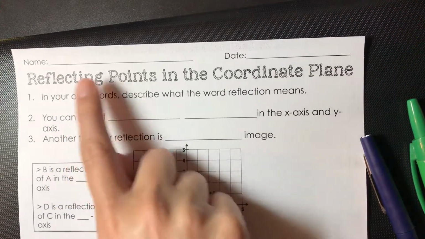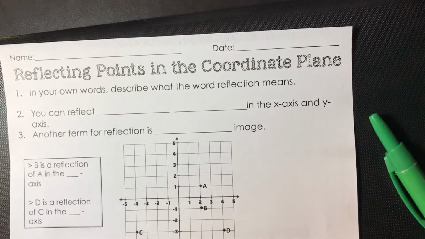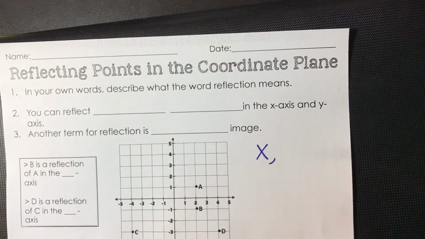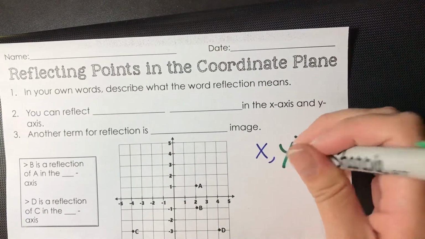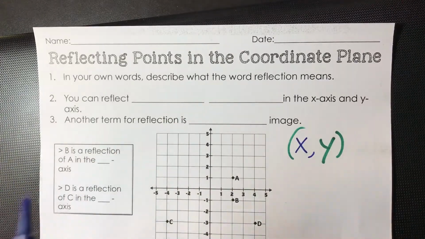We're jumping into reflecting points in the coordinate plane. Now we've talked about ordered pairs like X and Y. We talked about the X and Y axis. Now we're going to step it up a notch and talk about reflections.